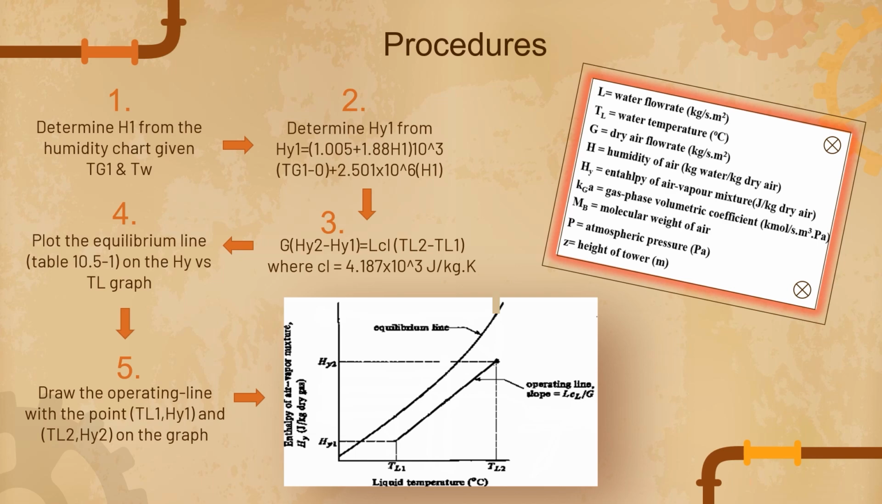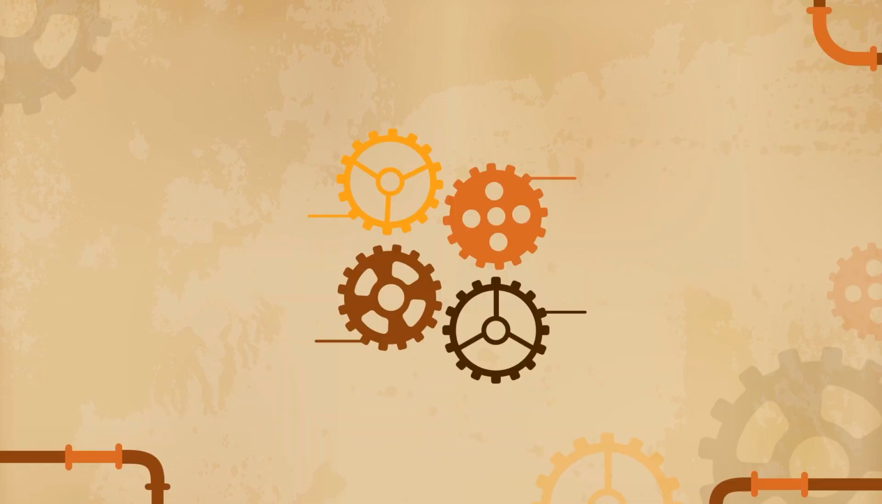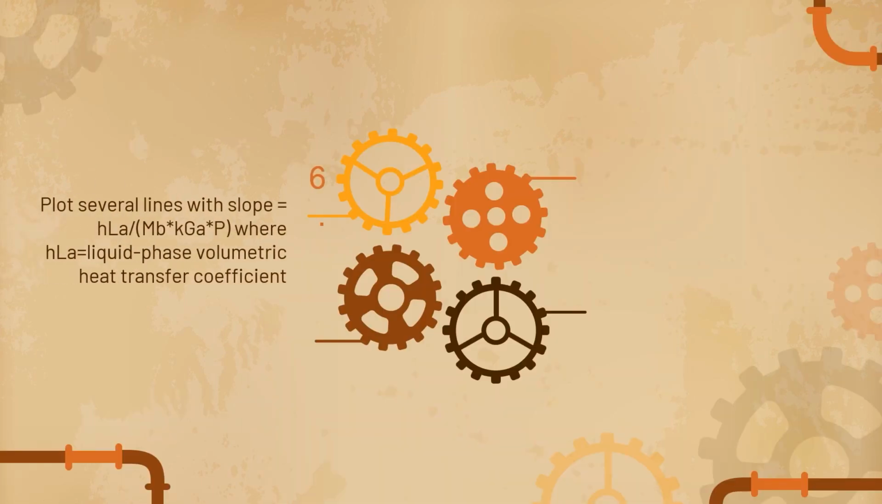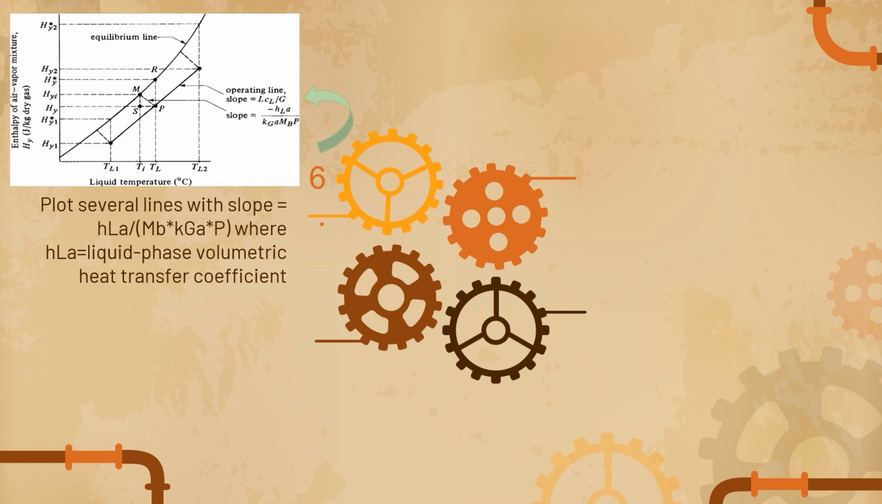Coming to the more complex steps. Step 6, plot several lines with this slope. If your memory serves you well, mP is the molecular weight of air, Kg is the gas volumetric coefficient, and P is the pressure. To plot these several lines, first randomly select points on the operating line. By using the theory of gradient equal to y divided by x, randomly pick another point x, then calculate the corresponding y. Draw a line to connect the 2 points.